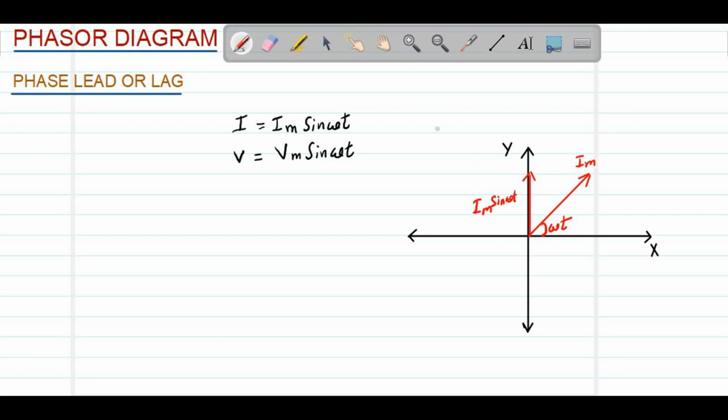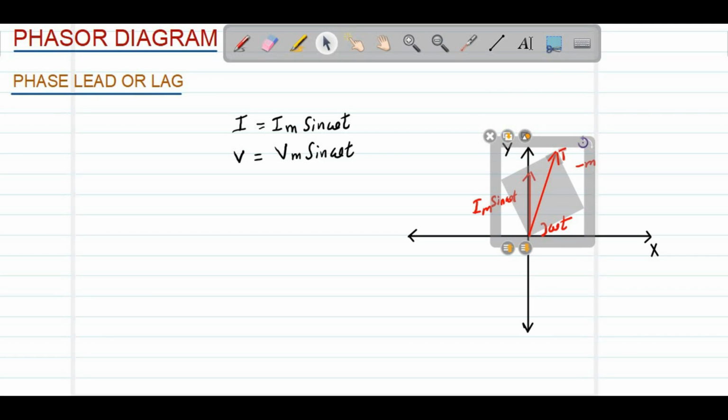Now imagine this vector is rotating. This Im phasor is rotating. When it rotates, we can see its projection on y-axis is this much now. Again when it rotates, we can see its projection on y-axis is increasing.